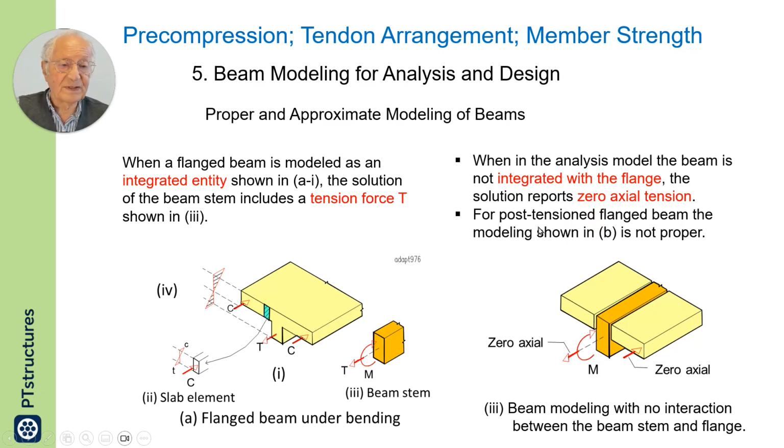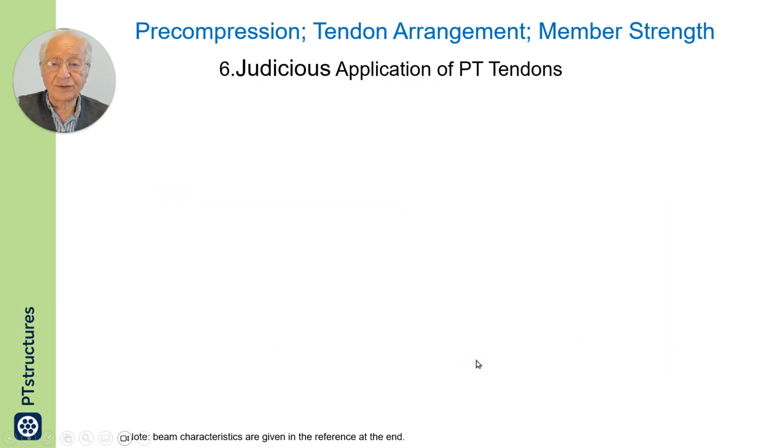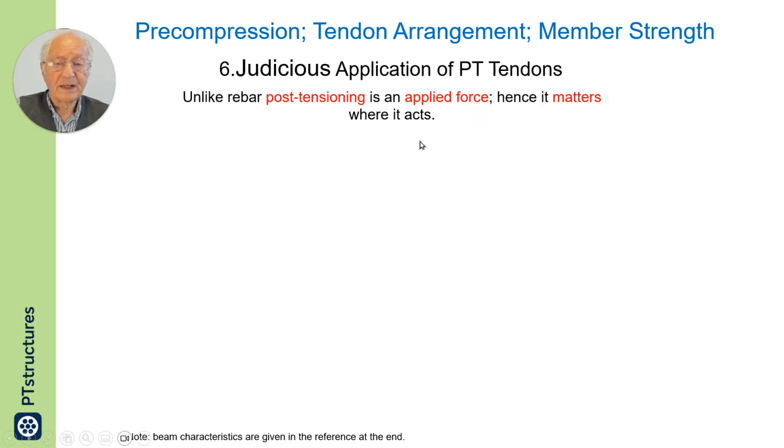For post-tensioned flanged beam, the modeling shown in B is not proper. This is not the right model. That means if you cut it here, no, this is not the right. This is not the right model if there is a joint.